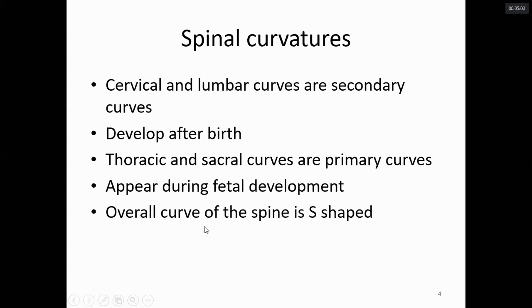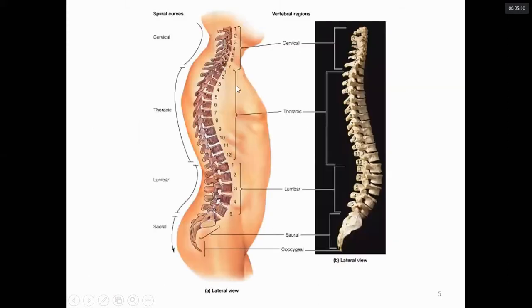So overall, if you look at the curvature of the spine, it is generally S-shaped. This is the picture showing the curvature of the spine, where you can see the cervical is lordotic, thoracic is kyphotic, and again lumbar is lordotic and sacral is kyphotic.